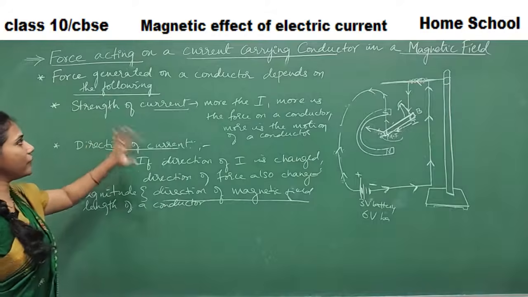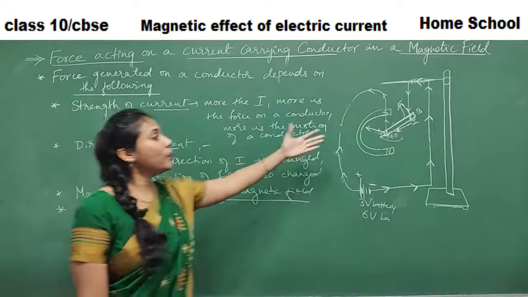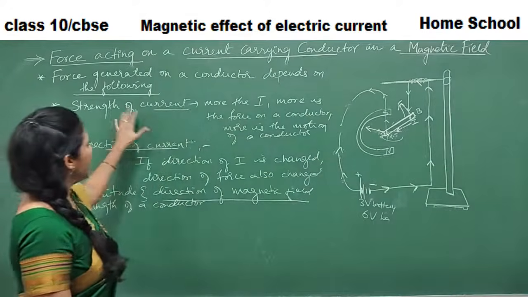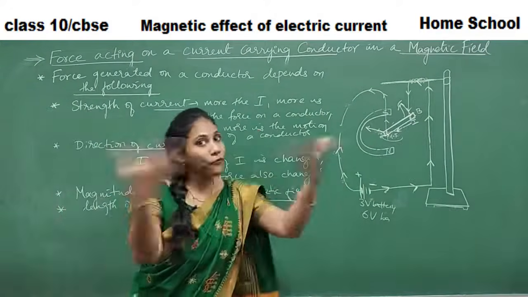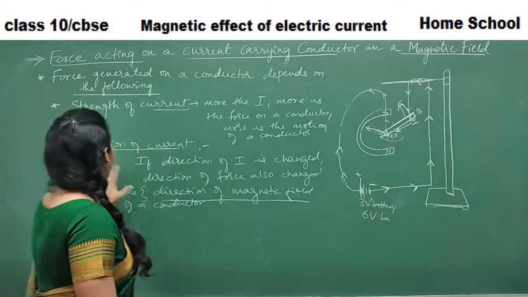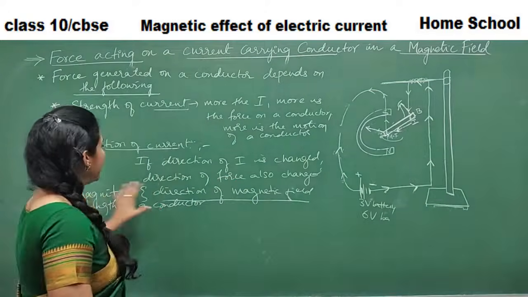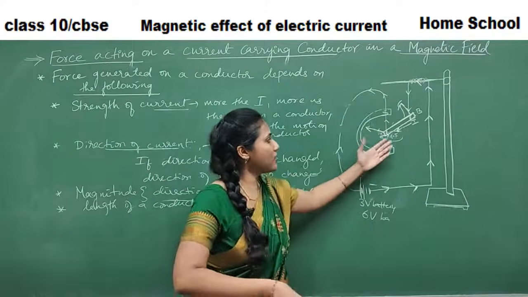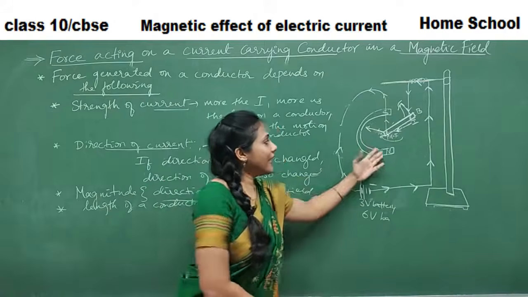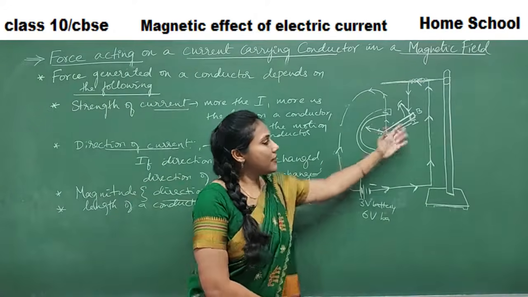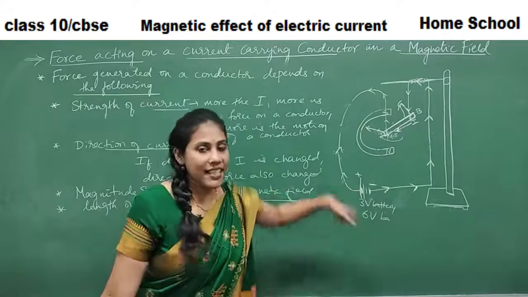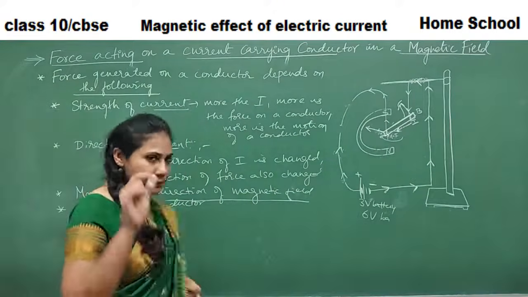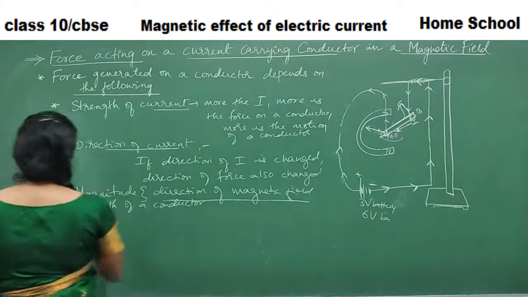First one is strength of a current. If you give more current, more is the force that acts on a conductor, more is the displacement. When you change the direction of a current, the direction of force also will change. And later, magnitude and direction of magnetic field. When the amount of magnetic field changes, the amount of force changes. When the direction of magnetic field changes, the direction of force also will change, just like a current. And finally the length of a conductor.